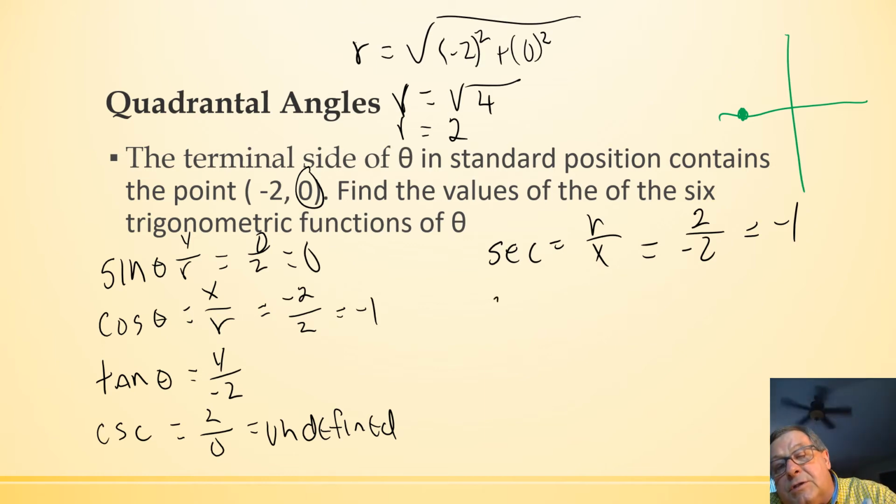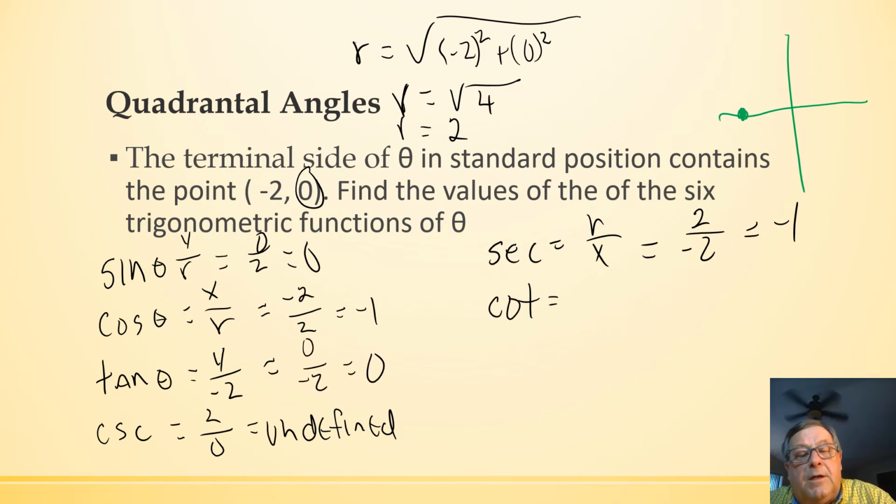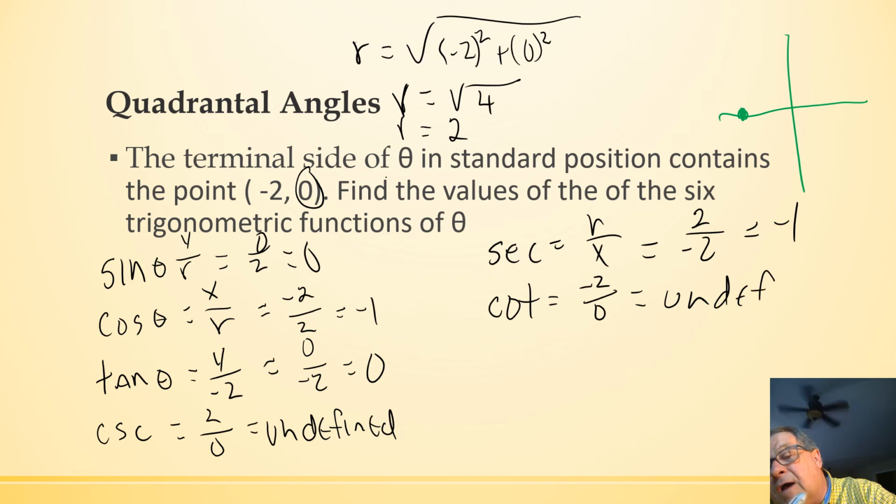And the cotangent is equal to, what did I put here for the tangent? I didn't finish that, did I? That's 0 over negative 2, which is 0. And so the cotangent then is x over y, or negative 2 over 0, but then we can't divide by 0, so it is undefined.